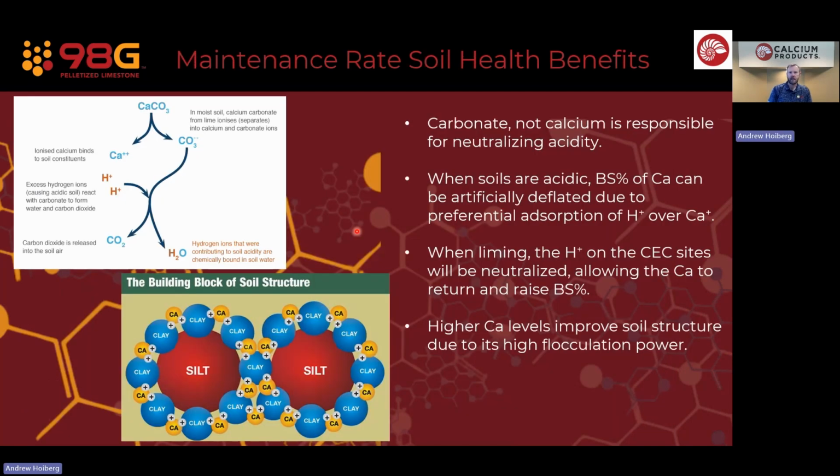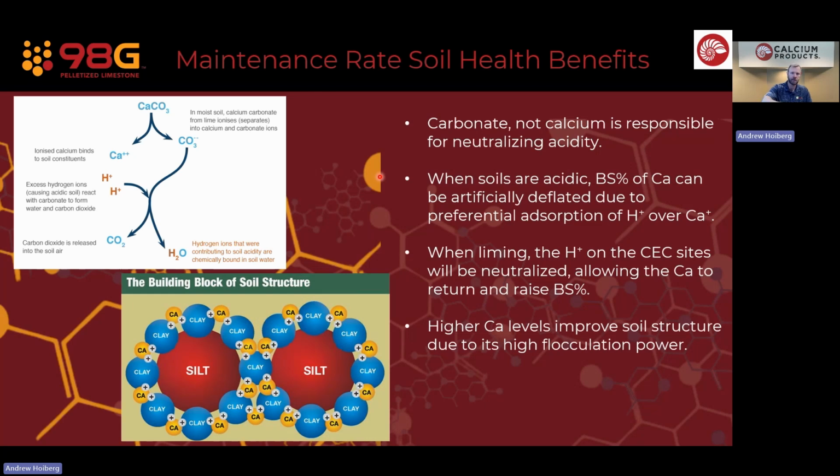One of the things that kind of gets lost in the discussion of liming applications and materials is the impact that we can have from the calcium that comes from it. We think of limestone as a liming material and something that's going to neutralize soil pH. We don't think of it so much as a calcium source, but it is a great calcium source.